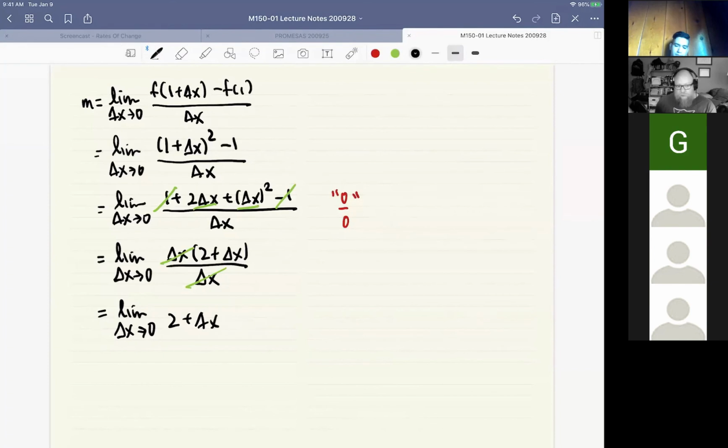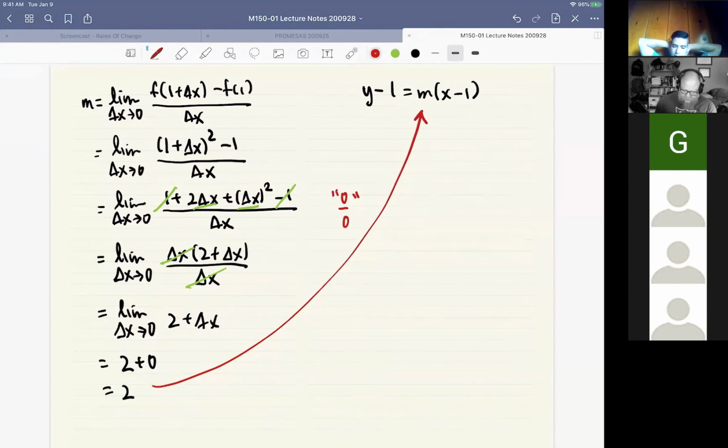And that's a polynomial in delta x, if you care to look at it that way. But here you can use naive evaluation, and you get 2 plus 0, which is 2. So that's your m. And if you go back to the point slope form that we had, you'll see you just calculated what that m is. And so the formula you have is y minus 1 equals 2 times x minus 1.